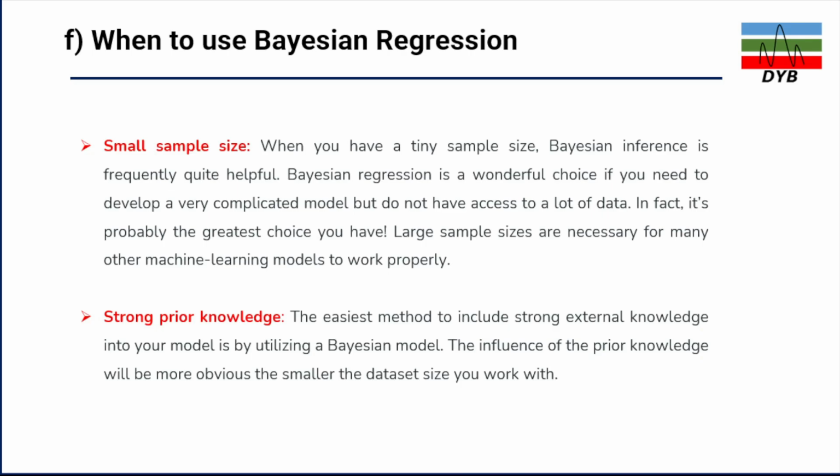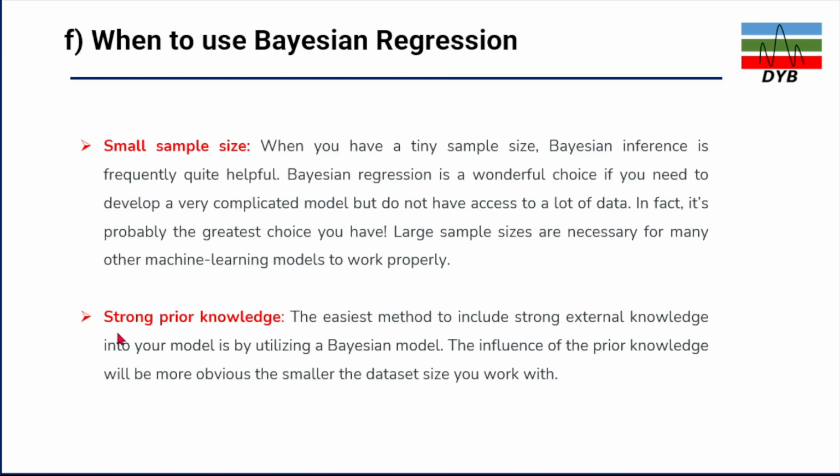So there are some hints why or when we use Bayesian regression. The summary of this Bayesian inversion is that we can use it when we have a small data set and a tiny sample size. This will be very helpful, and in fact, it is probably the greatest choice you have, since large sample sizes are necessary for many other machine learning models to work properly.